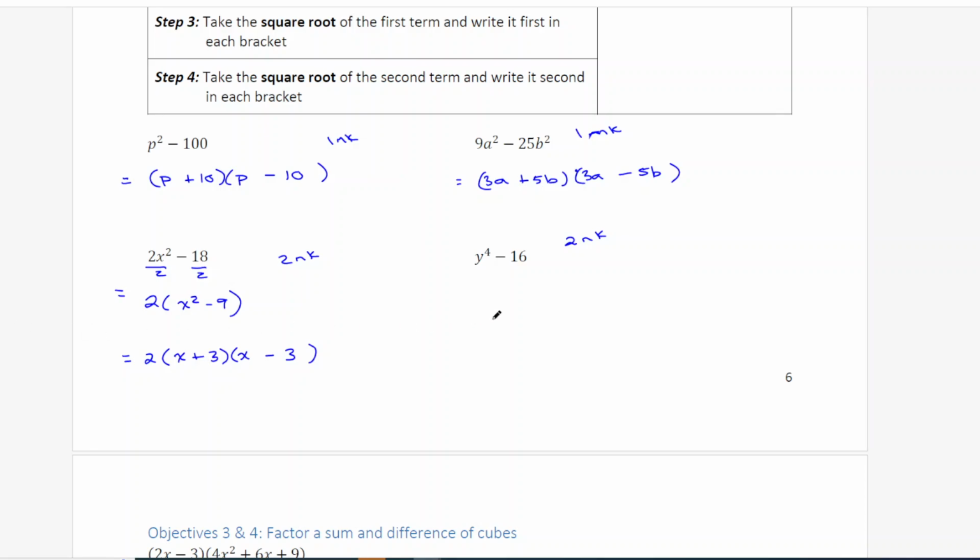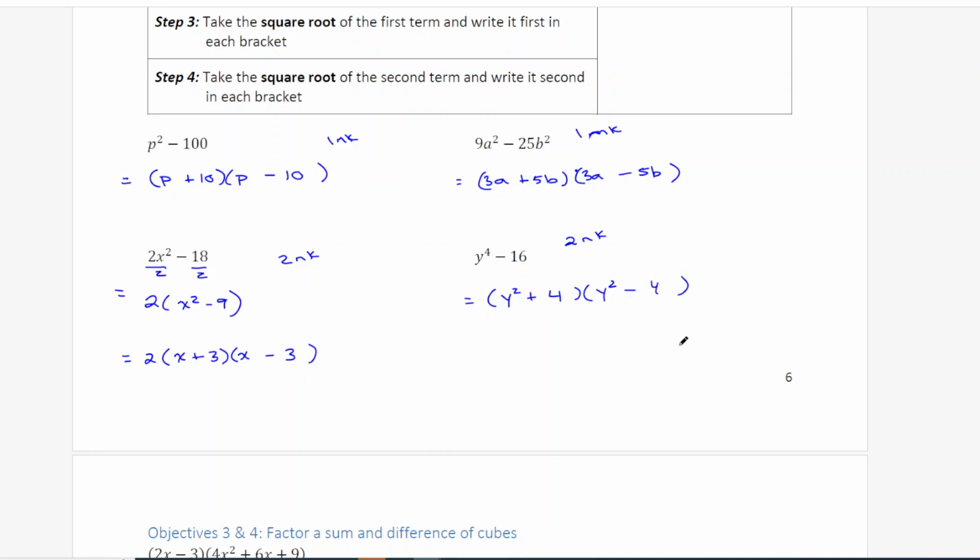Okay, in other words, I hope you pause the video. So I hope you recognize that it's a difference of squares. So I'm going to draw 2 brackets. One's going to get a plus, one's going to get a minus. Square root of y to the 4. So remember, when you're taking a square root, you divide the exponent by 2. So I get y squared in each of my brackets. And then the square root of 16 is 4.